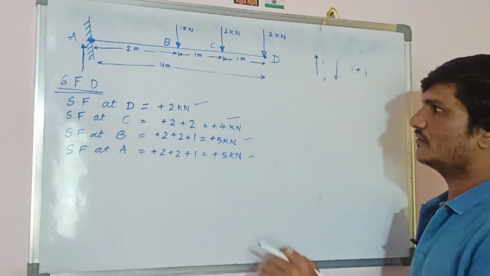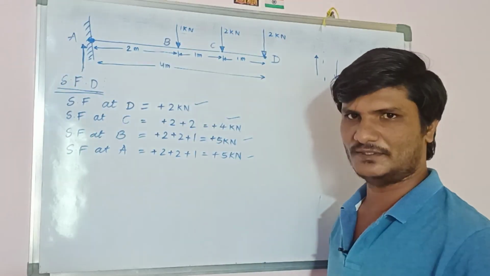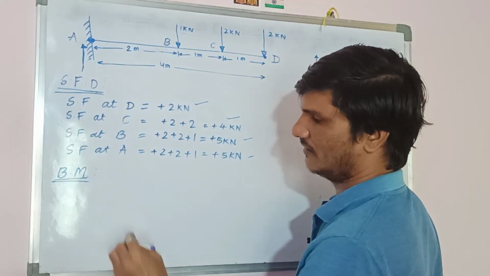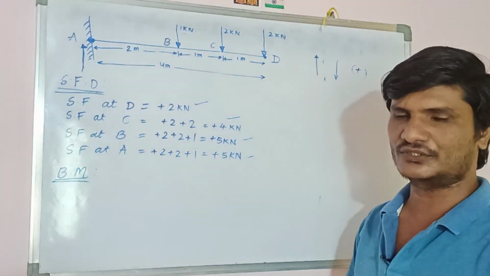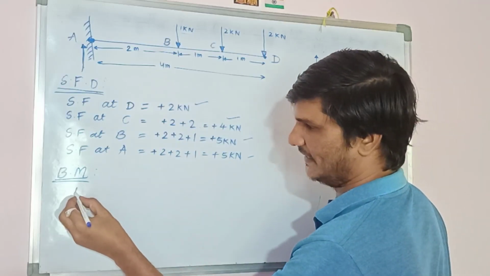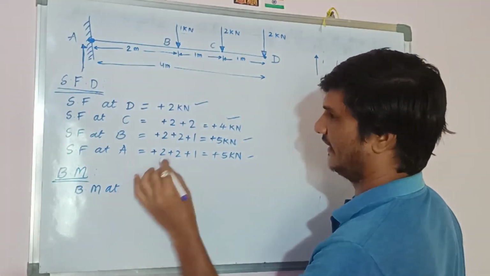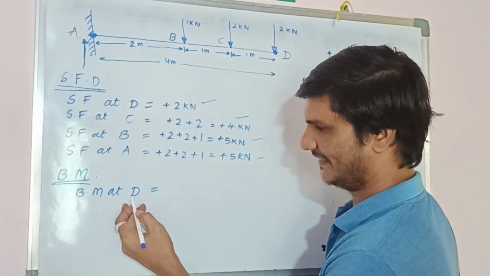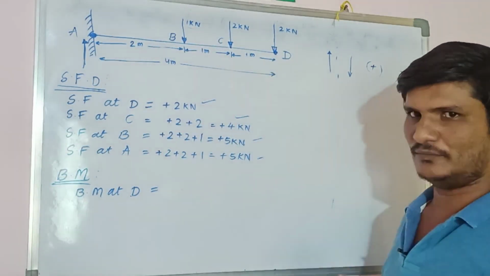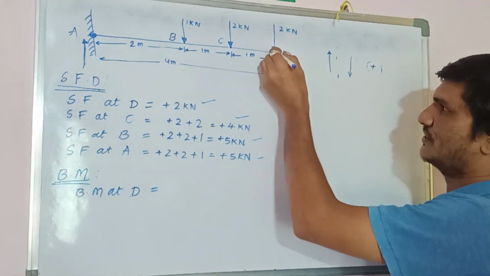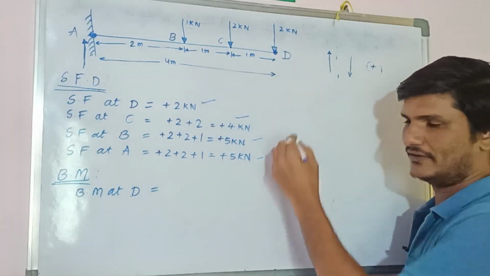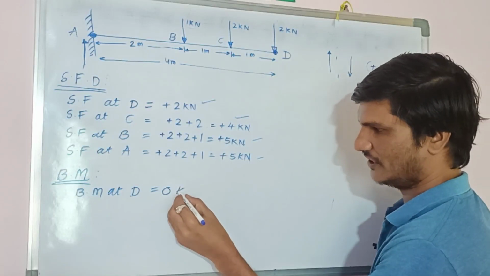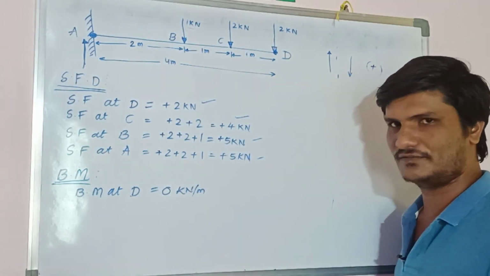We will draw the shear force diagram after completing the bending moment. Let us understand the bending moment. Bending moment is the load into the distance. Now we will calculate the bending moment at the point D. Bending moment is force into distance. The force is 2 kilonewton, whereas the distance at D is 0. So 2 into 0 you will get 0 kilonewton meter, the unit of the bending moment.